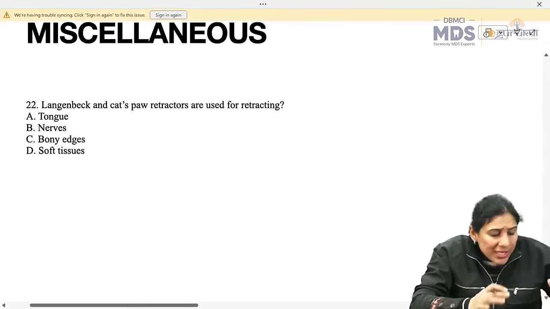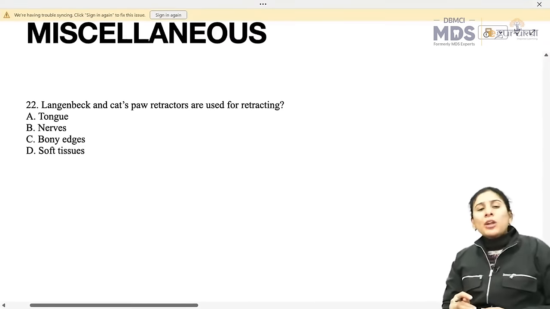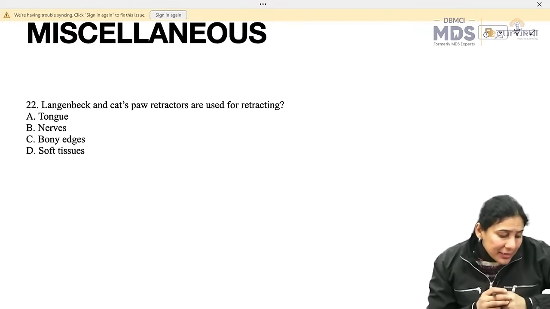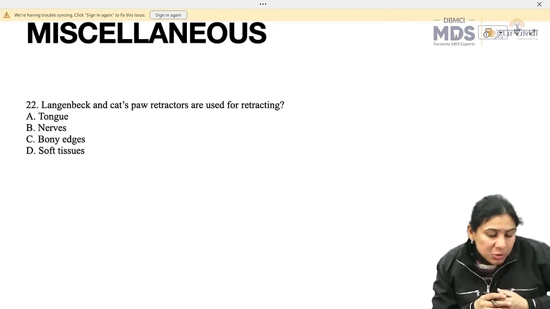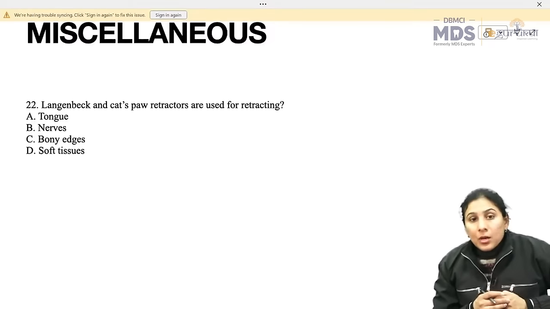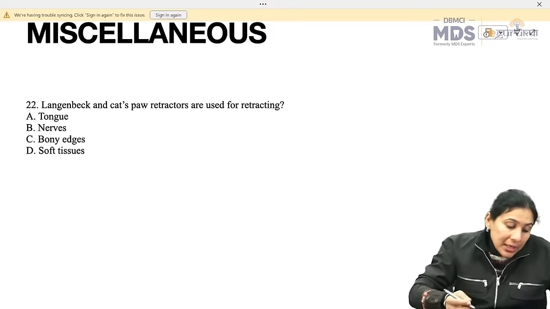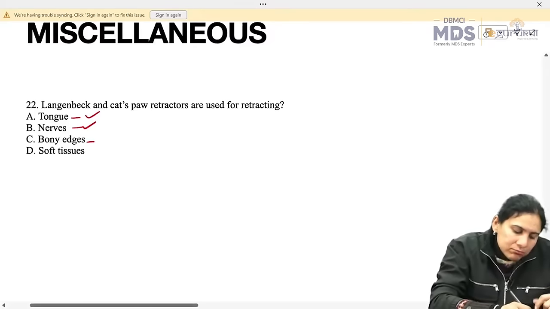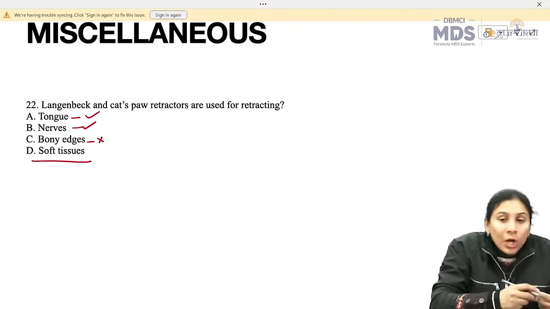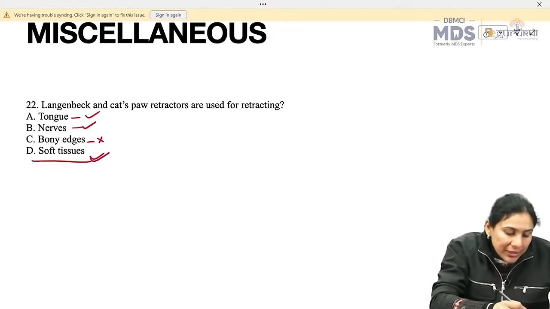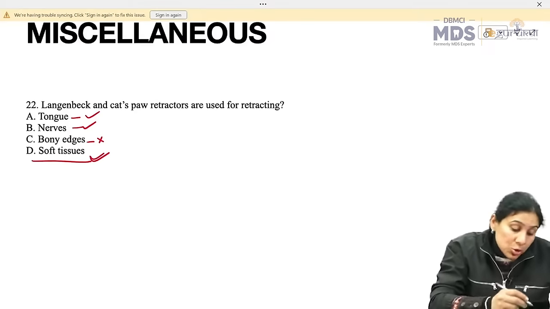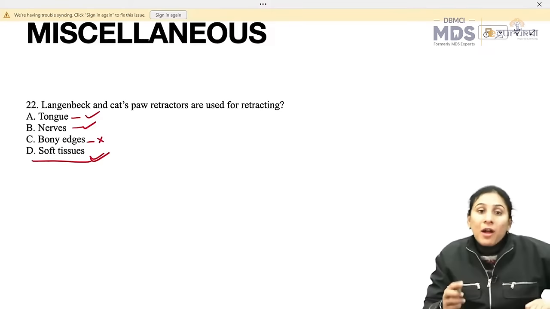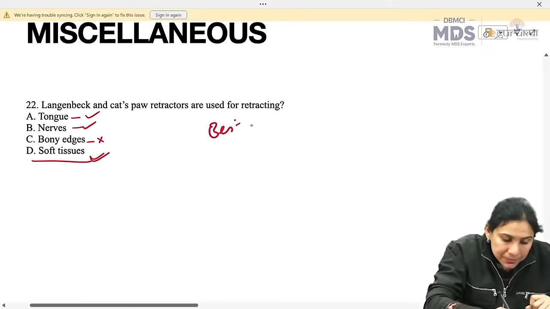Okay, 22, these are miscellaneous questions, mostly on instruments. So tongue, the question is, Langenbach retractor and cat's paw retractor are used for retracting any soft tissue. Okay, tongue is also correct. Nerves is also correct. Bony edges, not so correct. Soft tissue. All the soft tissue. You can use it for retracting any soft tissues. So the best answer, sometimes multiple answers are correct. You have to choose the best answer.